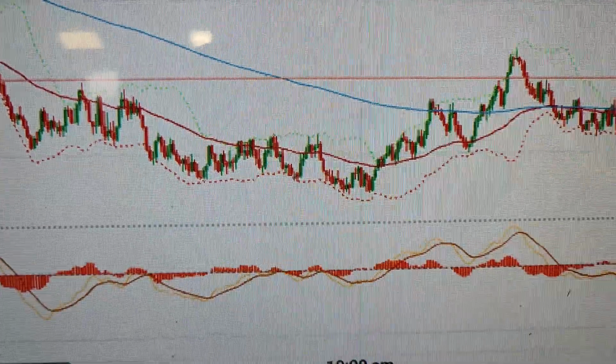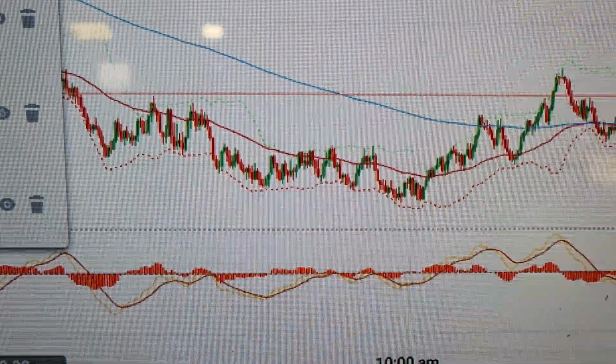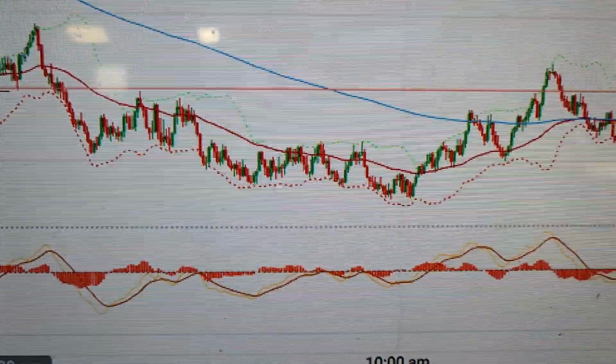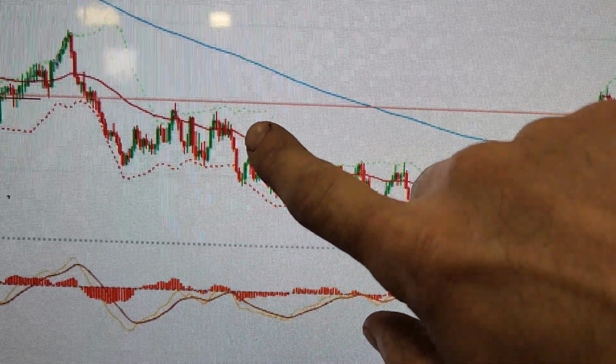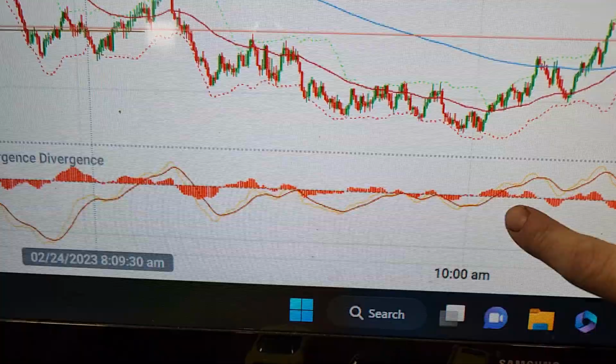Then I have the blue line, which is right here. The blue line for me is going to be my 200 EMA, and the red solid line is going to be the 50 EMA. And then down here is my MACD.